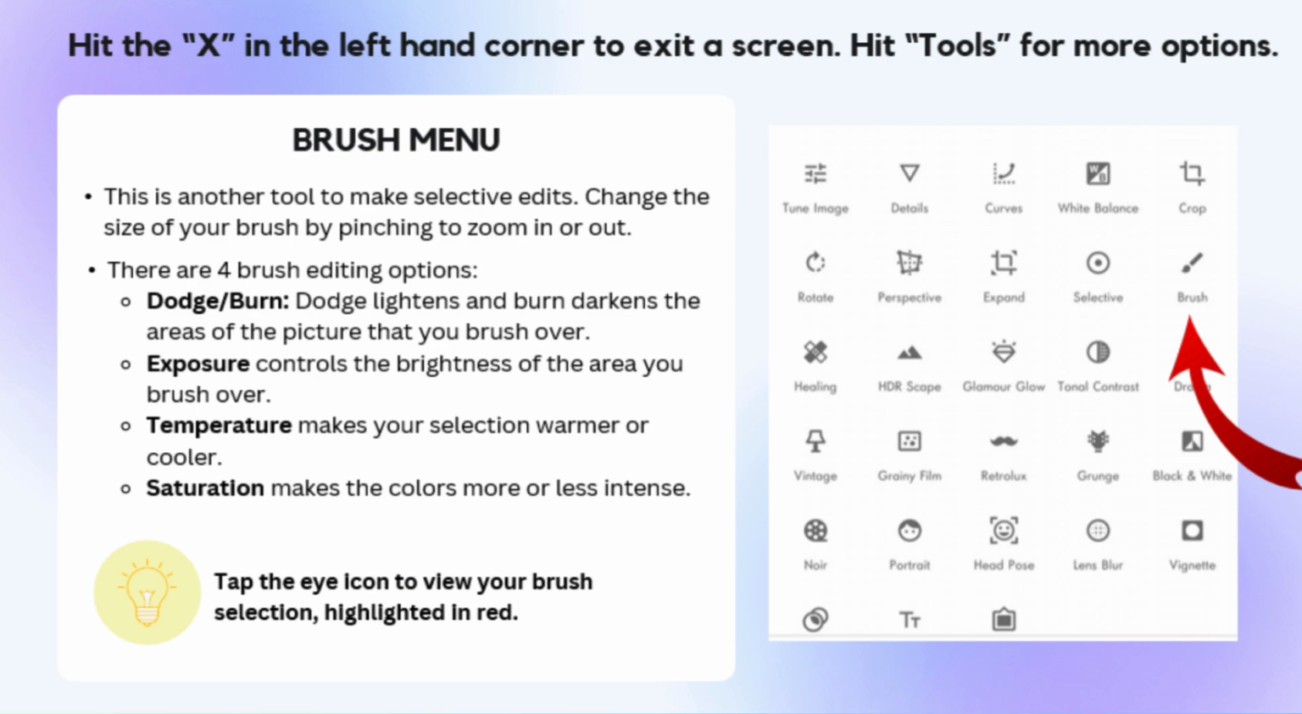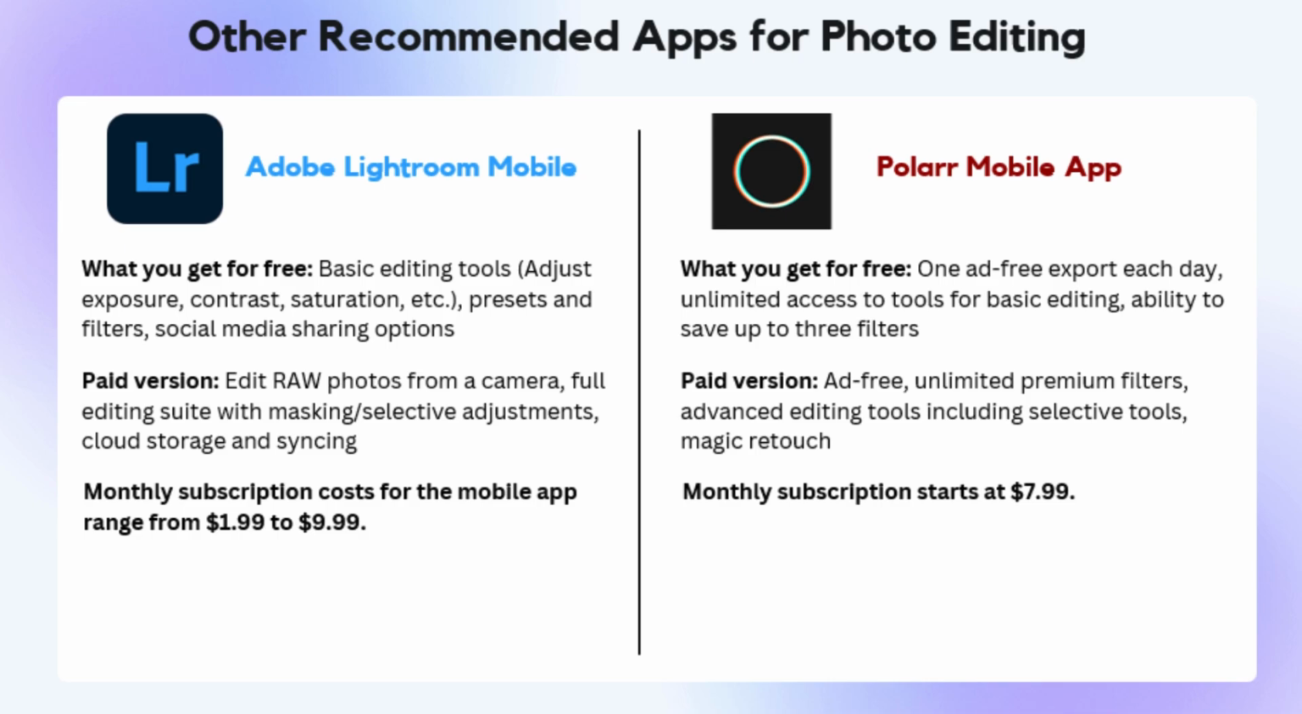There's exposure, which controls the brightness of the area you brush over. Temperature makes your selection warmer or cooler, and then saturation makes the colors more or less intense. A tip is to tap the eye icon to view your brush selection highlighted in red, just like with the selection.